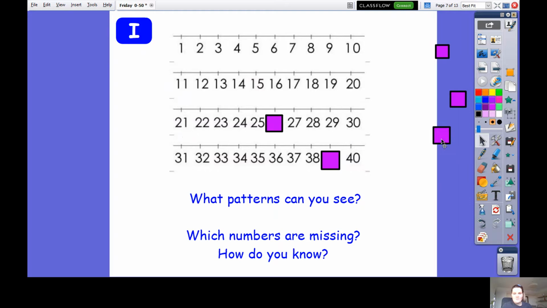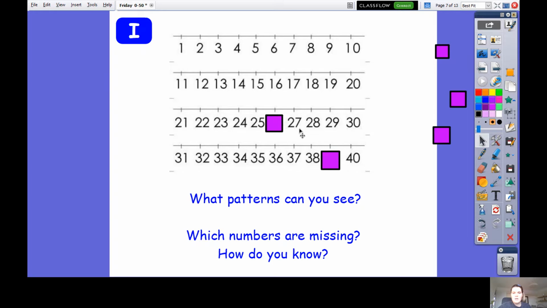Brilliant. It is 21. Fantastic. Okay, can you help me with the last two? Okay, this one is between a 25 and a 27. Thank you. So what could it be? What should I do?